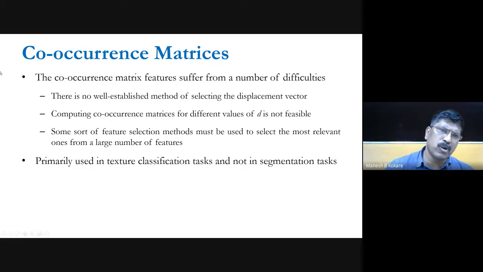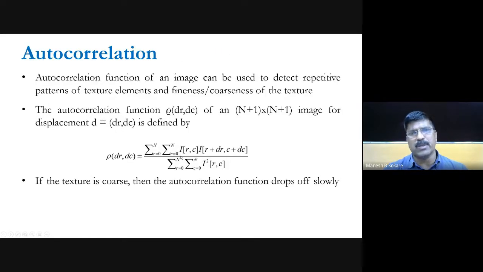So after co-occurrence matrices, you have to use feature selection methods to select a good set of features. Otherwise, only the number of features will increase, and that will increase the redundancy, or some features may not be really useful, and that will increase the dimension of the feature space. So these co-occurrence matrix features are primarily used in texture classification tasks and not in segmentation tasks. So for classification of textural images, these co-occurrence matrix based methods are used.